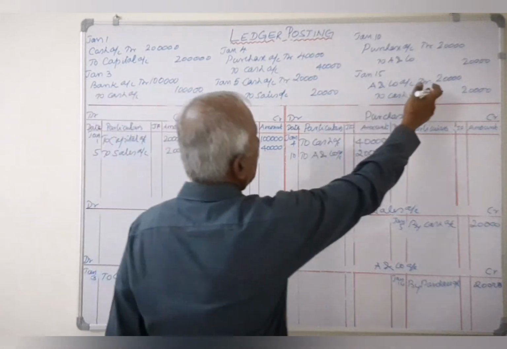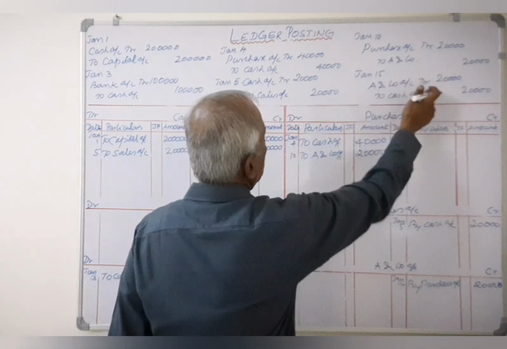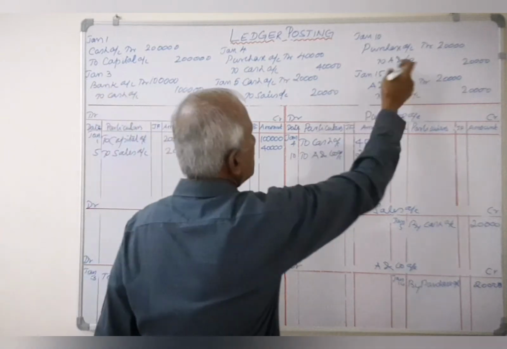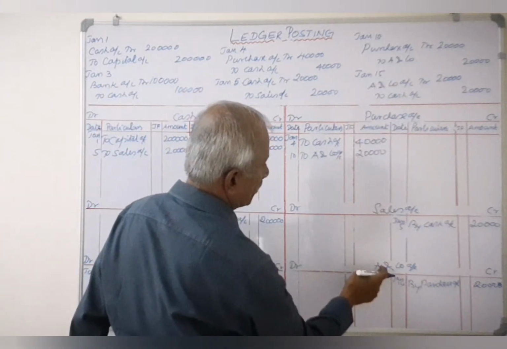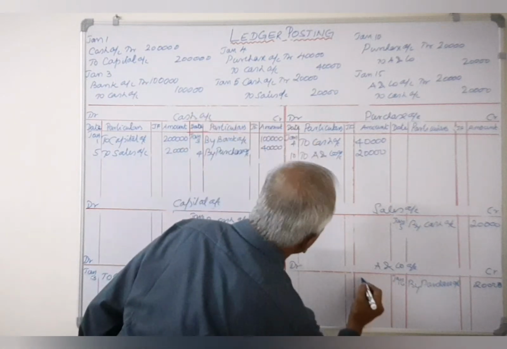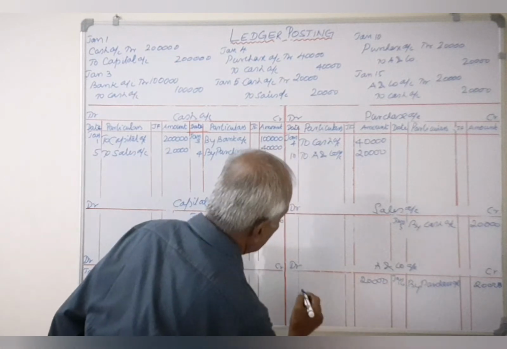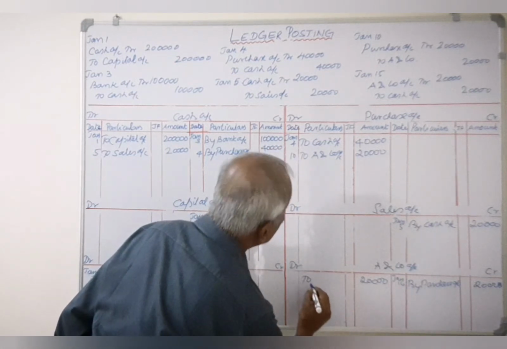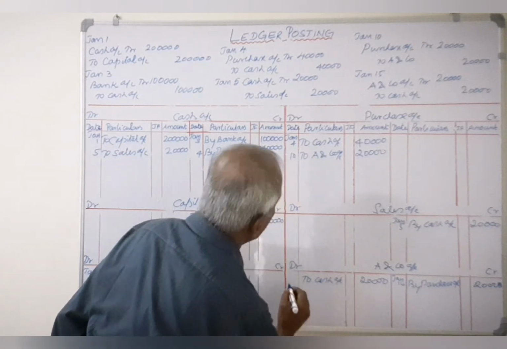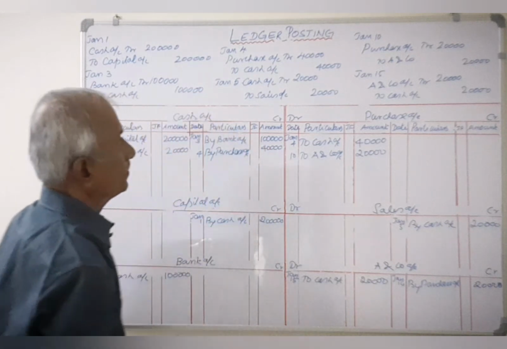So on the debit side of the A&N Company, you have to record 20,000, and on the credit side of the cash account, you have to record 20,000. So on the debit side of the A&N Company, this is debit side of the A&N Company. So let us record 20,000. Against it you write name of the account credited, that is cash account. Let us record the date January 15th.